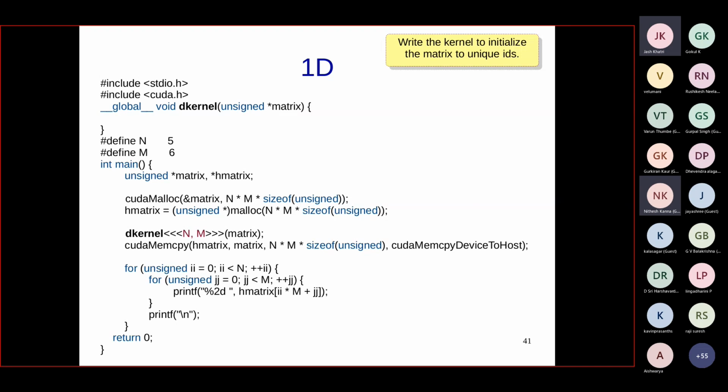So the main question here is how will you calculate that ID uniquely, such that we can get all the numbers from 0 to 29 as we did in the previous example? I'll just wait for a few more seconds and then explain.